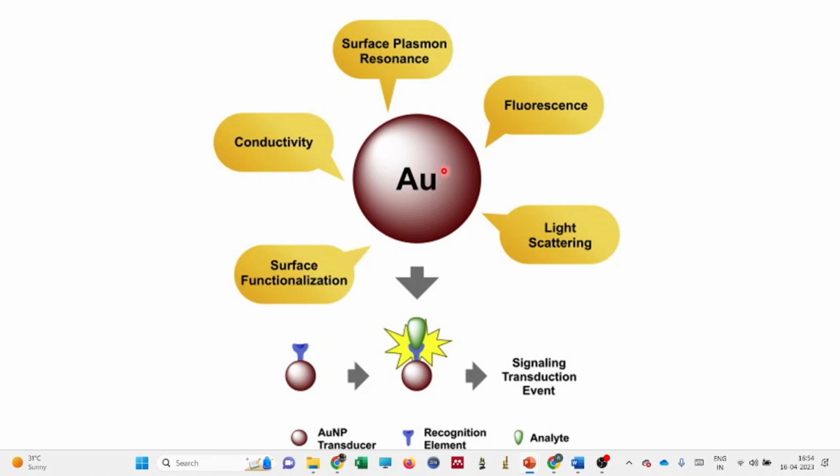And so all of these make gold nanoparticles to be used extensively in biochemical sensors. And the other properties are also there, such as tunable surface plasmon resonance, distance dependent fluorescence quenching or enhancement, high electrical conductivity, exceptional light scattering properties. And gold nanoparticles can also provide a very suitable microenvironment for biomolecule immobilization, retaining their biological activity.